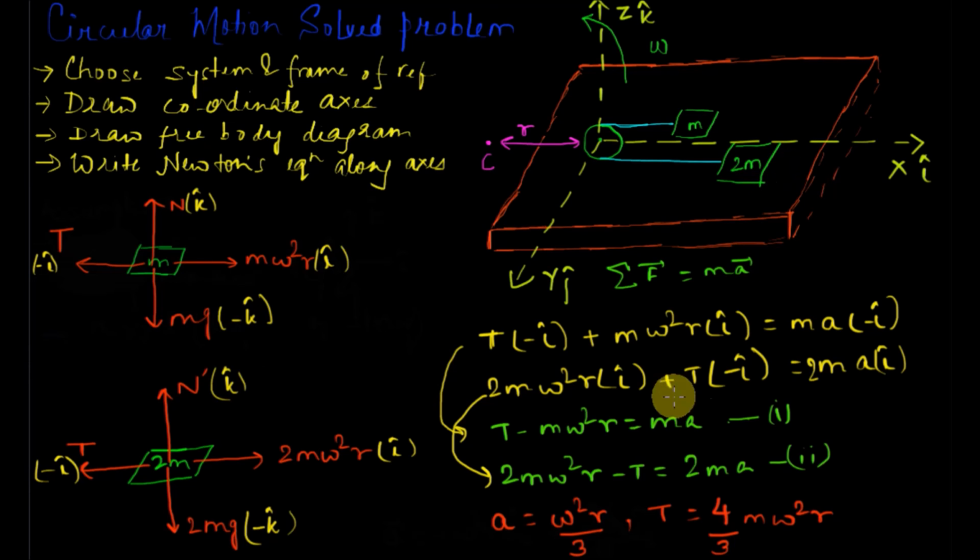If I remove these unit vectors, I will get essentially these two equations. There are two unknowns, T and a, and two equations, so I can solve them. If I solve them, I'll get a is equal to omega square r by 3. So the acceleration of this heavier object with respect to the table will be omega square r by 3. The tension will be given by 4 by 3 m omega square r.